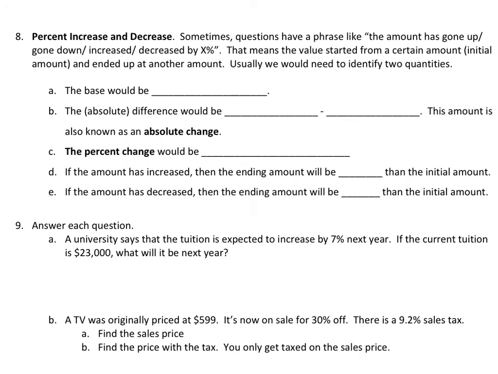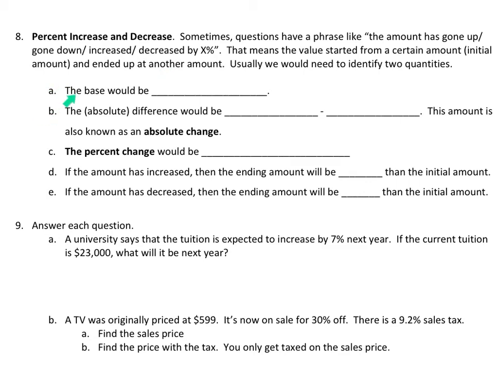Okay, and let's look at some further application of percent increase and decrease. Sometimes a question has phrases like the amount has gone up or gone down, increased or decreased by X%. For example, the wages for workers has gone up by 2% or gone down by 5%, or the number of coronavirus cases has gone down by 20% or gone up by 20%, whatever. That means the value started from a certain amount, which is called the initial amount, and ended up as some other amount. Usually we need to identify two quantities.